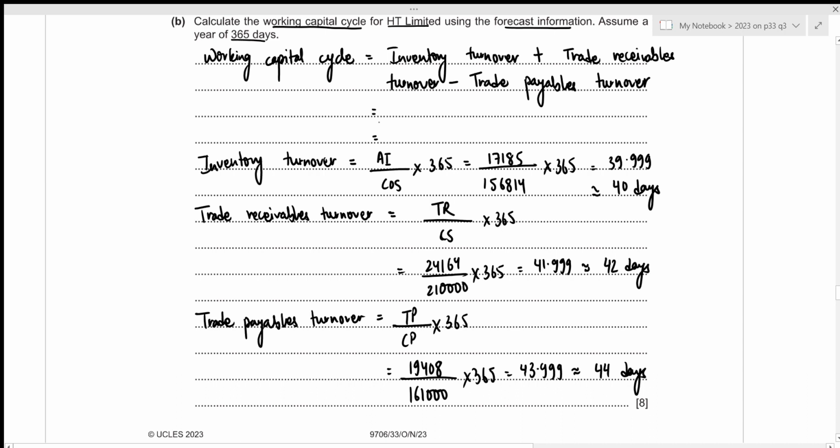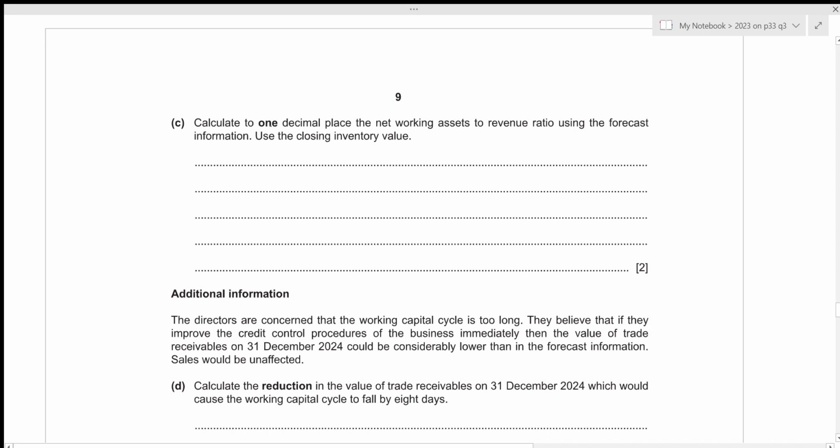Now let's calculate our working capital cycle. Inventory turnover is 40 plus the trade receivables turnover is 42 minus the trade payables turnover is 44. This results in the working capital cycle of 38 days. That's the second part. Now we need to calculate to one decimal place the net working assets to revenue using the forecasted information. Use the closing inventory value.